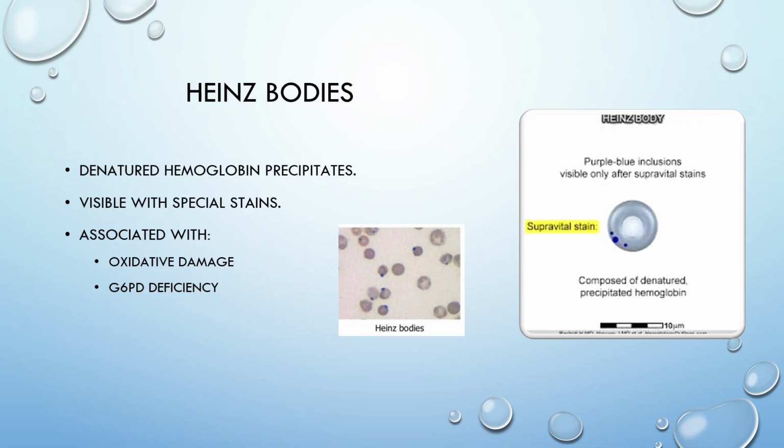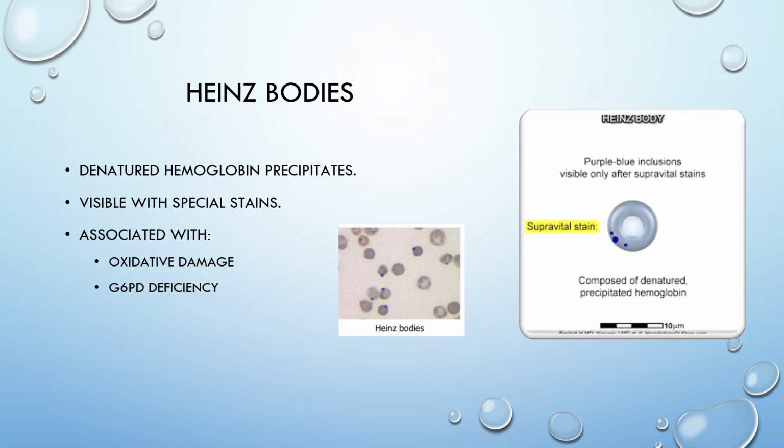Now here's an important laboratory detail. Heinz bodies are not visible on a standard Wright Giemsa stain smear. Instead, they require supravital stains, such as crystal violet or brilliant cresyl blue. These stains allow us to visualize Heinz bodies as small purple or blue inclusions attached to the inner surface of the red blood cell membrane.